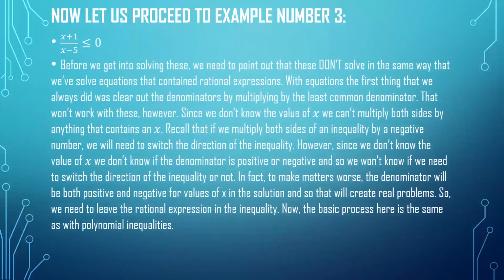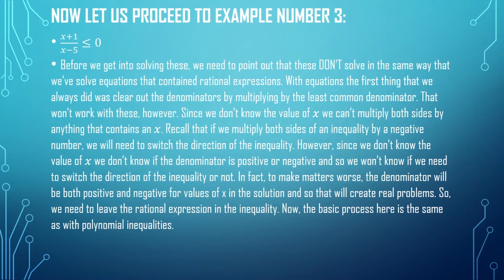Before we get into solving these, we need to point out that we don't solve them in the same way that we've solved equations that contain rational expressions. With the equations, the first thing that we always did was clear out the denominators by multiplying with the least common denominator. That won't work with these. Since we don't know the value of x, we can't multiply both sides by anything that contains an x.